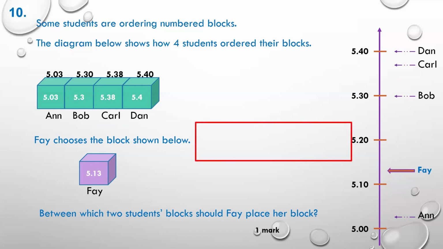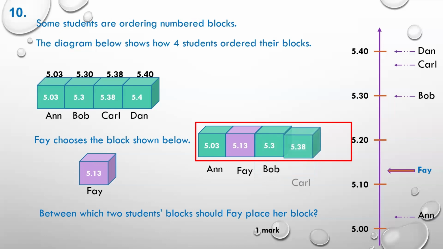What would be the first block? The first one will be Anne at 5.03. And what comes after Anne? Faye at 5.13. And then Bob at 5.30 or 5.3 as written on the block. And then Carl at 5.38. Who comes next? Dan at 5.4. So this shows understanding of number and values and place values.